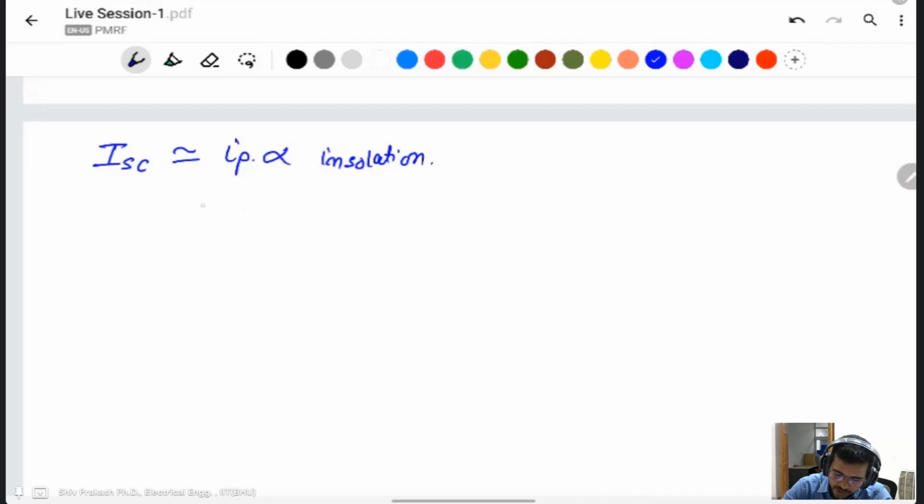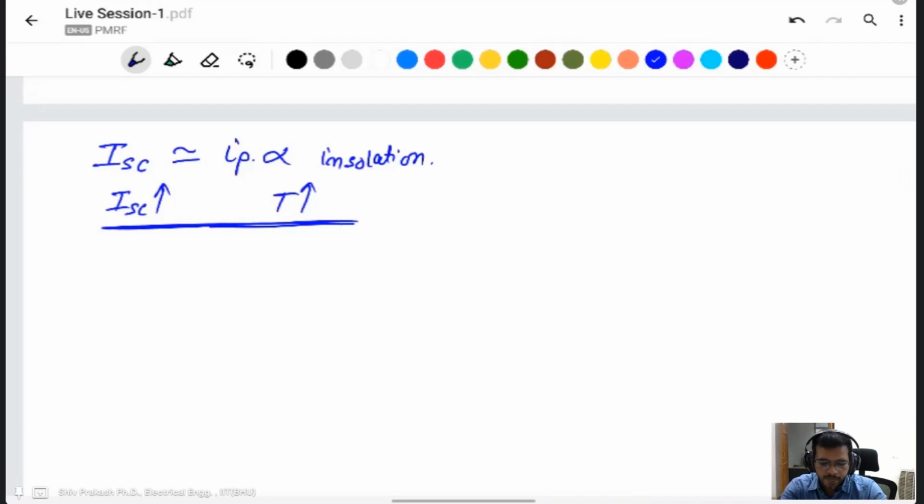It means if you increase the temperature, then current will be increased. For any semiconductor device, if you increase the temperature, the current will be increased. This is the effect of temperature on the power and efficiency of a PV panel. The current will be increased, but with respect to the voltage, what happens? Voltage will be reduced. Some amount of voltage will be reduced if you increase the temperature.